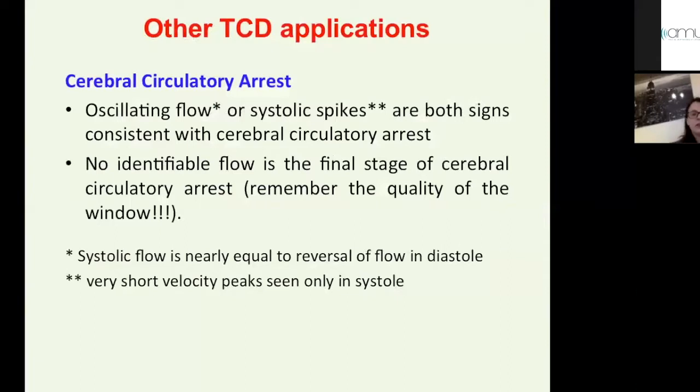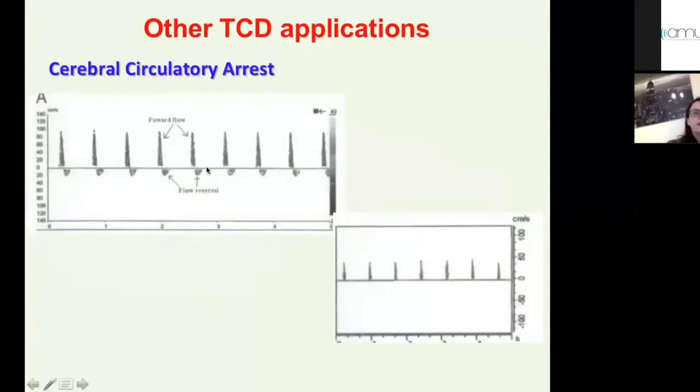The oscillating flow is nearly similar to the reversal of flow in diastole, which we have seen a few slides before. The systolic spikes are very short velocity peaks seen just during systole, and the reason we can see them is that the patient still has a beating heart. These are two examples. This is the reversal flow. The systolic component is preserved, but it has this shape, and then you have a flow reversal here.